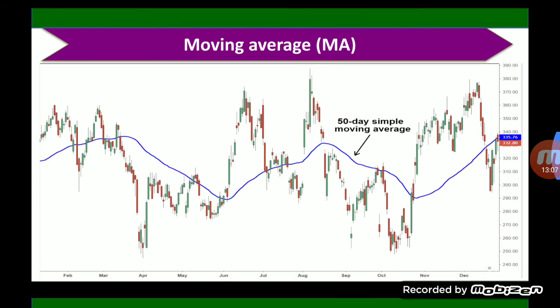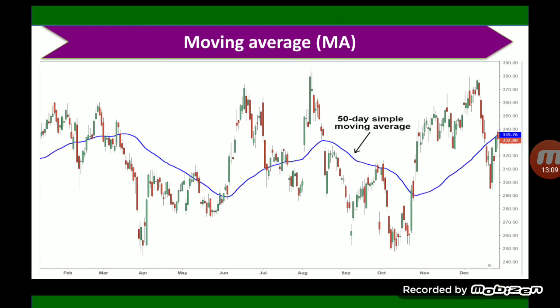So here I have shown the moving averages. This is the 50 days simple moving average. You can see the fluctuations around the line. The line excludes the fluctuations in the prices and just takes the average of that fluctuation. So in the short term, fluctuations of prices are excluded, and the average trend line is taken here. So it is called the moving average.